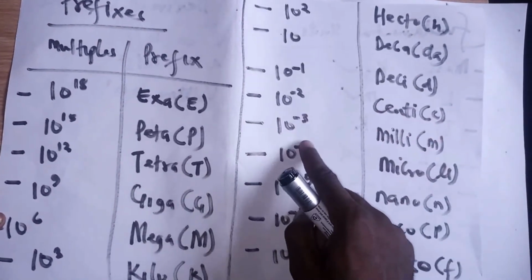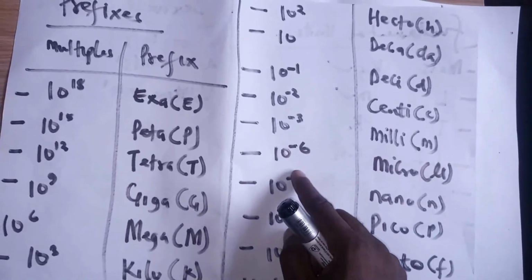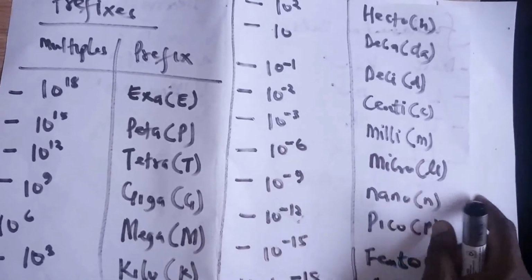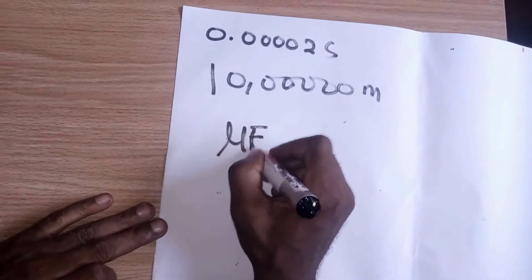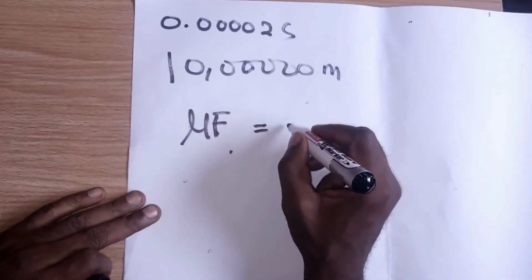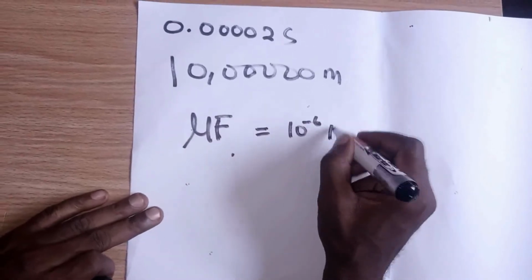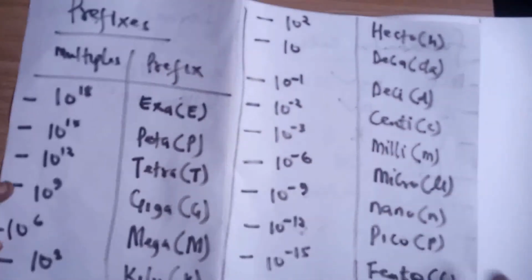Times 10 raised to power minus 3 is milli. 10 raised to power minus 6, this is very common in science. We have micro, example is the microfarad. When you see something like this, you know that that's microfarad. For those of us that did some electricity in our secondary school, you see that microfarad is the same thing as saying 10 raised to power minus 6 what? Farad. So that's one of the essence of these prefixes I'm talking about.